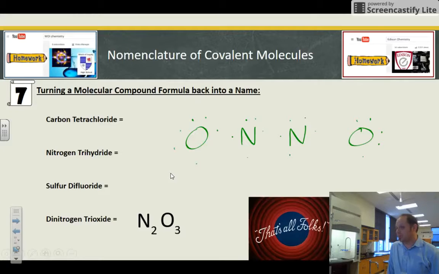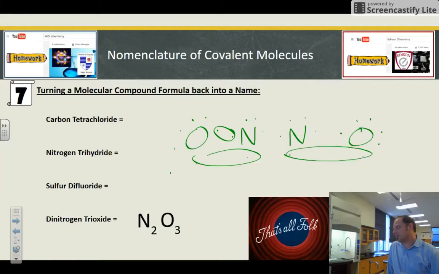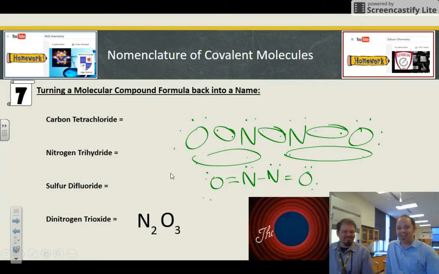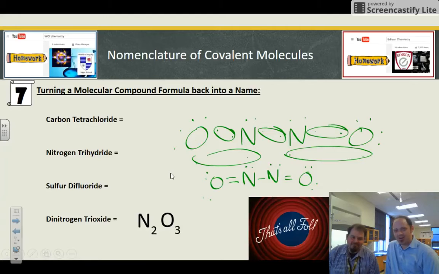This is bonus material. I got excited. So here we go. I got a bond, and then here I go, another bond. It's going to look like N bonded to an N, double bonded to an O, double bonded to an O. Look at those Lewis dot diagrams. It works. The visual method works. I had no idea I could do it. He can. It's actually pretty simple.